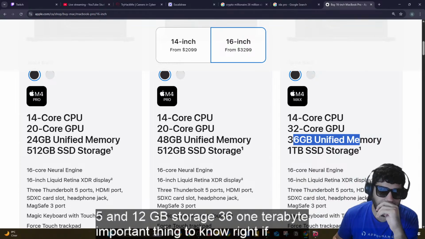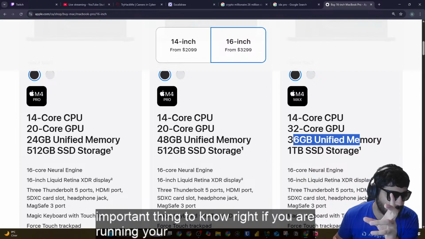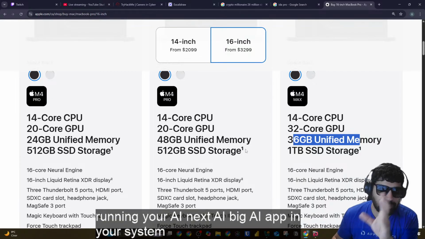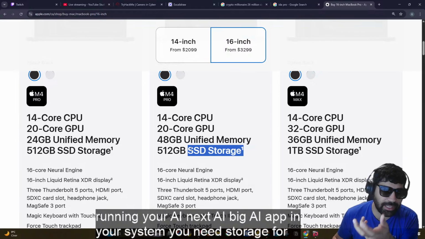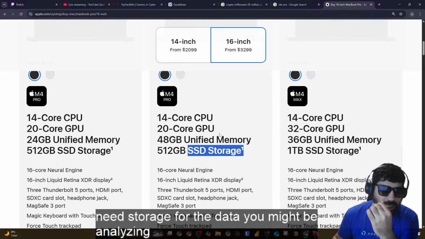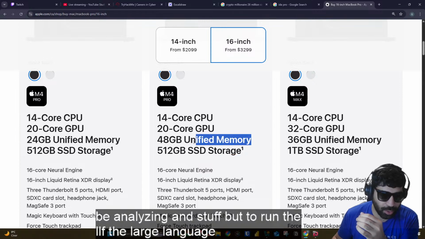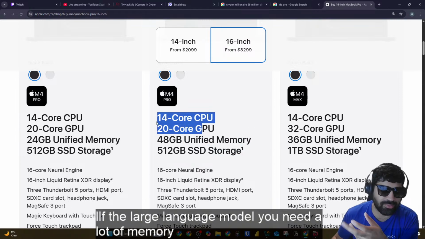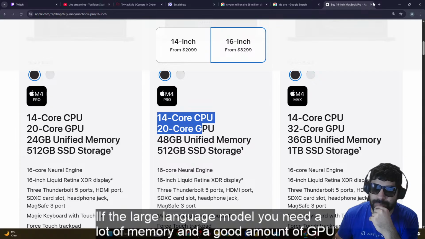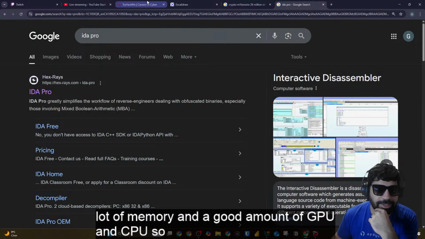Important thing to know: if you are running a big AI app on your system, you need storage for the data you might be analyzing. But to run the LLM, the large language model, you need a lot of memory and a good amount of GPU and CPU. So hopefully that makes sense.